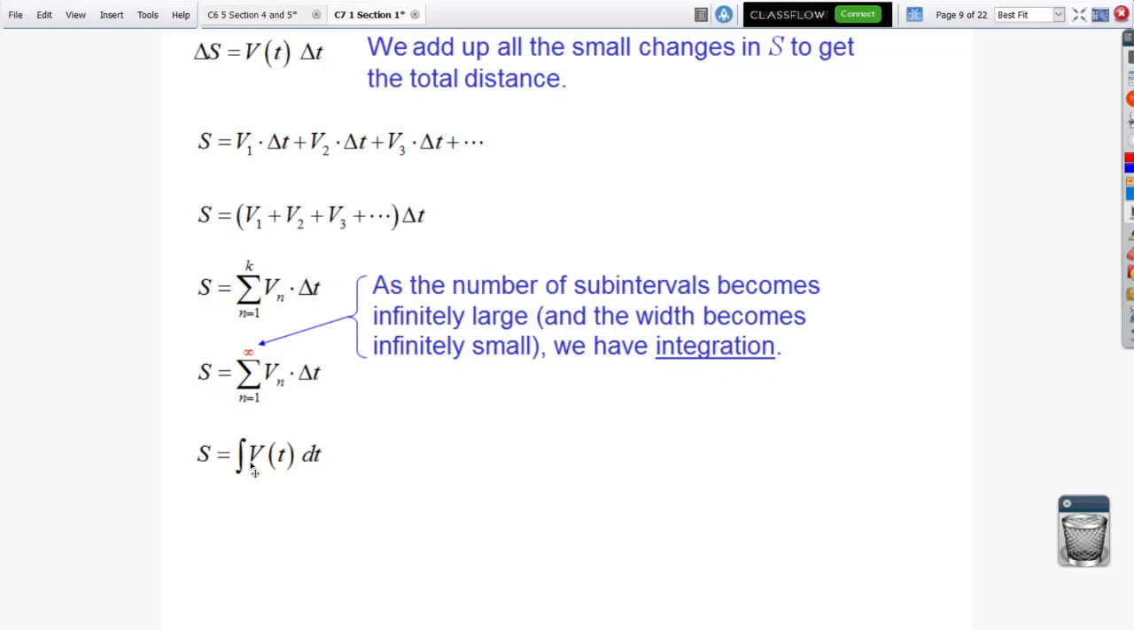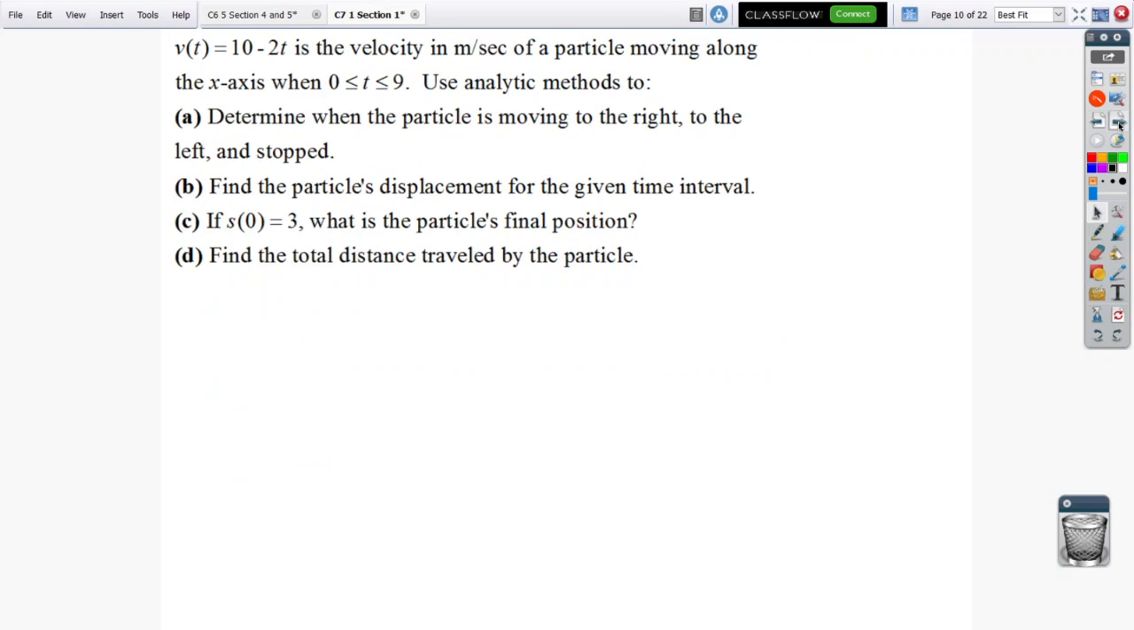So let's get after it. All right. v of t is equal to 10 minus 2t is the velocity in meters per second of a particle moving along the x-axis between 0 and 9 seconds. Use analytic methods to A, determine when the particle is moving to the right, to the left, and stopped. B, find the particle's displacement for the given time interval. C, if s of 0 is equal to 3, what is the particle's final position? And D, find the total distance traveled by the particle.